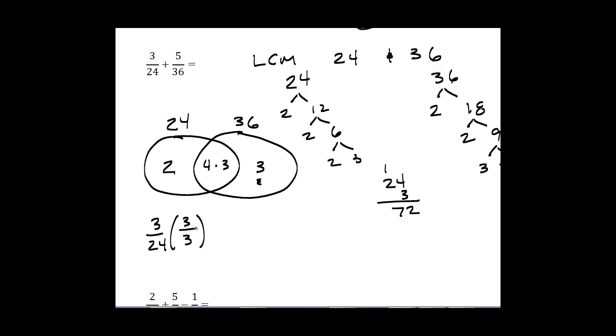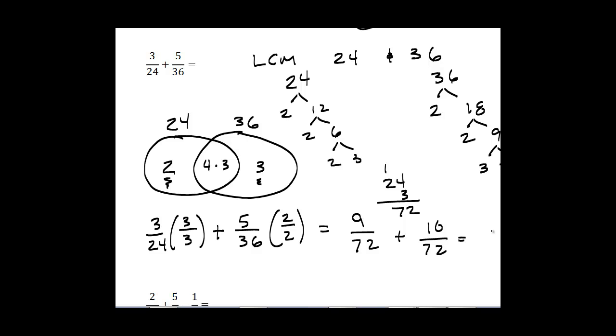So 3/24 multiplied by 3 over 3, plus 5/36, and this is 36 in this circle, so this 2 brings me to the 72 that I want to be at. So 2 over 2, that would be 9 over 72 plus 10 over 72. So this would give me 19 over 72. 19 is prime, 19 is not a factor of 72, and so we are done with that one.